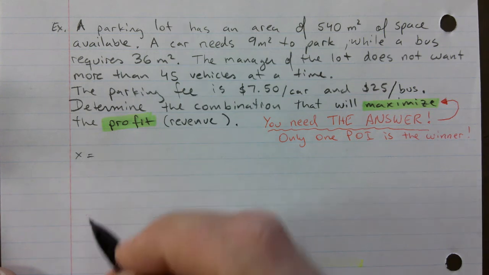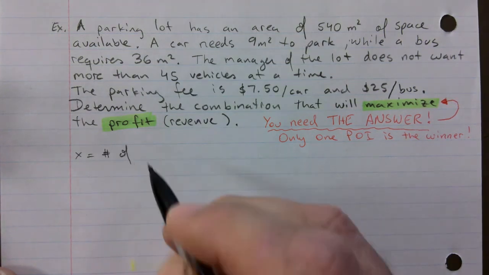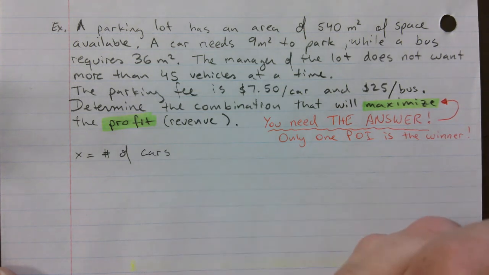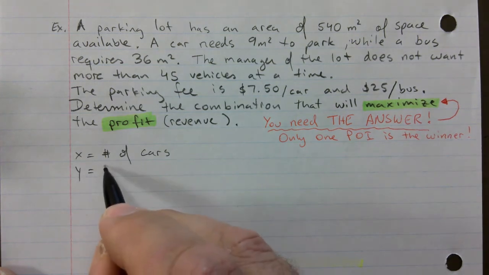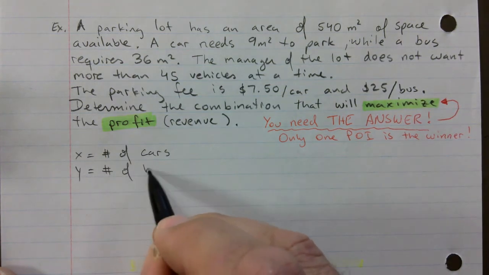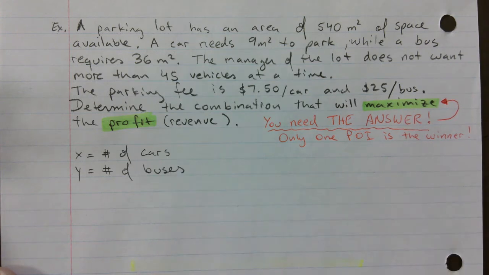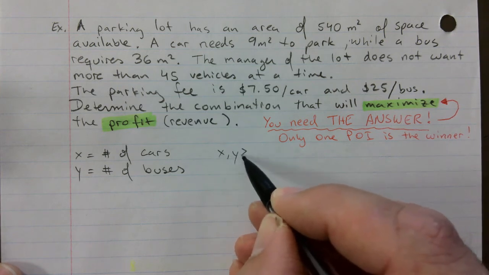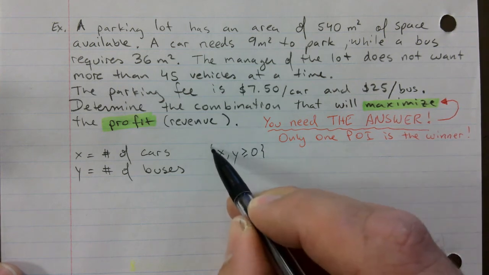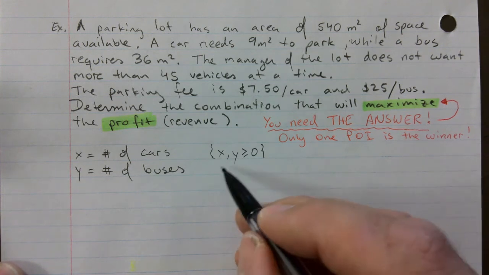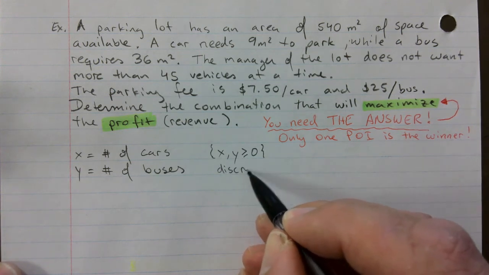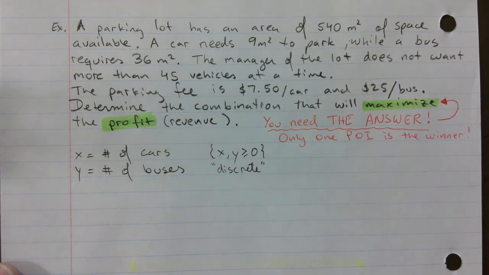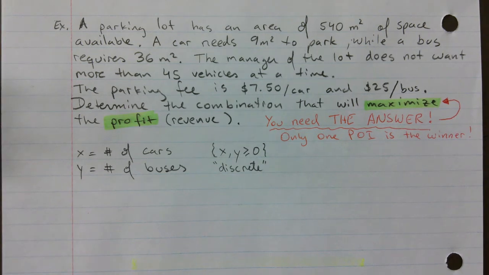X is the number of cars. Y is the number of buses. We will state that X and Y have to be greater than or equal to 0. Only positive values apply. And I will make a note that this is discrete data. So that would be worth 1 mark, more or less, on a test, right?